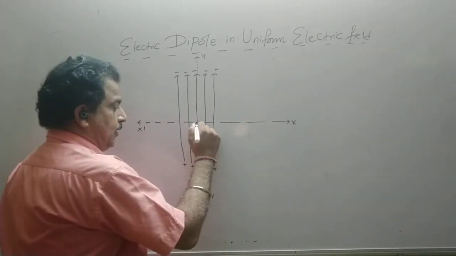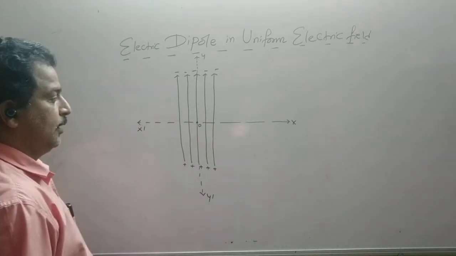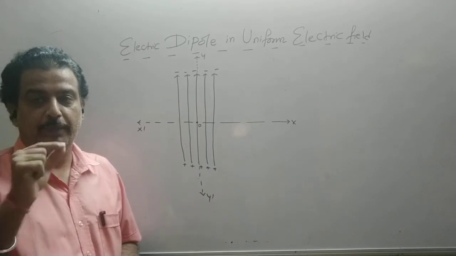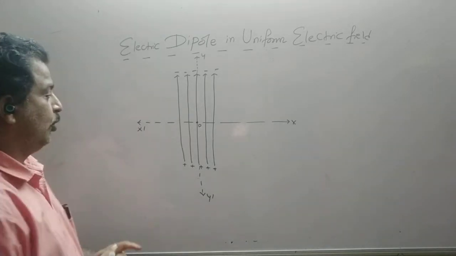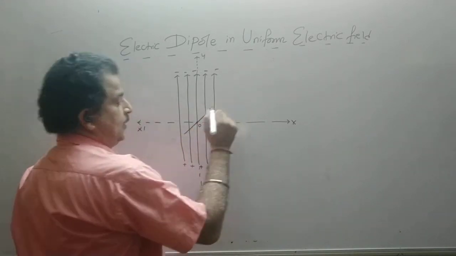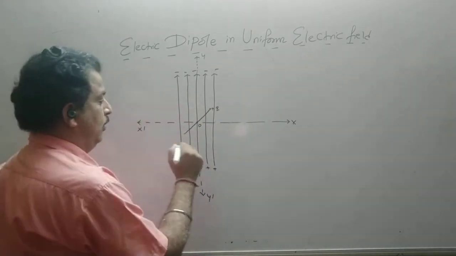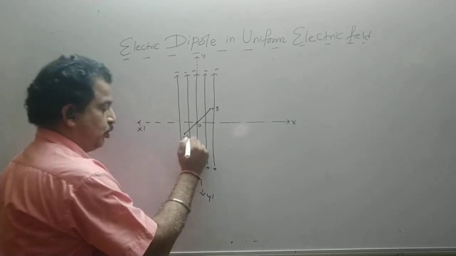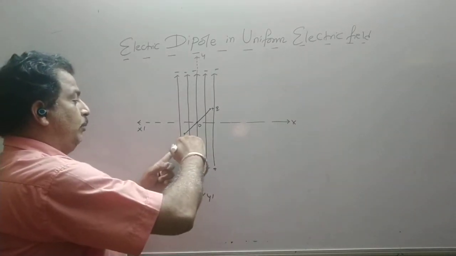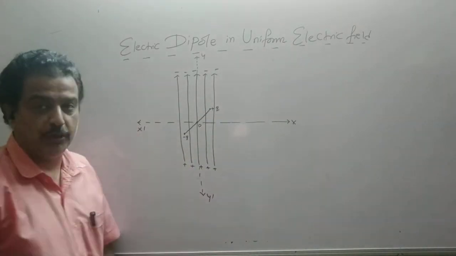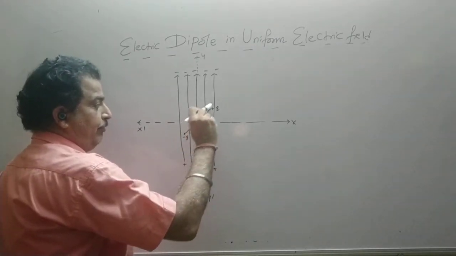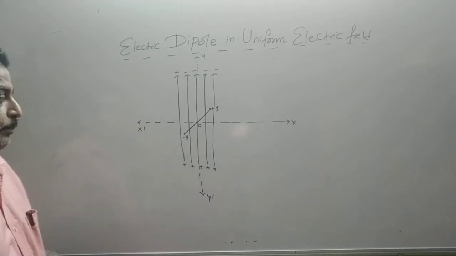Now for a dipole, I consider this as the origin. Dipole is separated by a finite distance, so its midpoint should always be at the origin. So let us draw the dipole. This is plus q charge of a dipole. This is minus q charge of a dipole. Now if you remember, the dipole moment direction is from negative to positive charge. So this is the direction of the dipole moment, which is p cap.